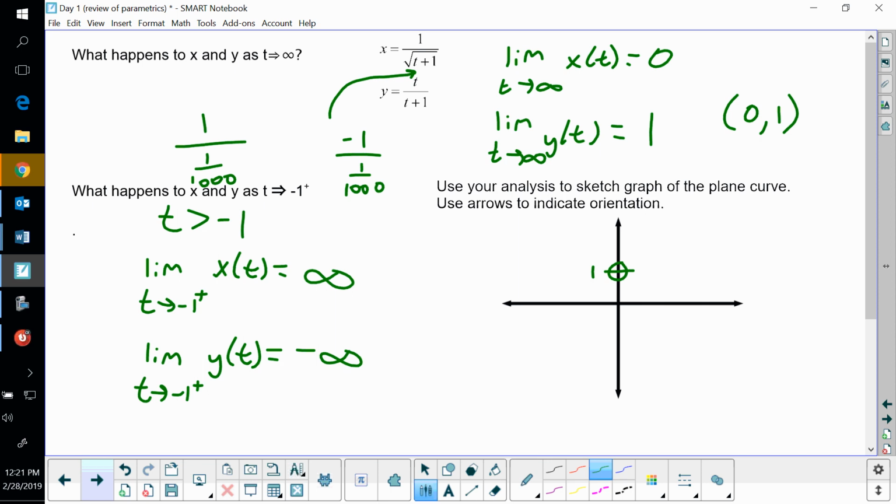So what this means is the graph should be coming from the right for the x's, because we're coming from positive infinity, and coming from the bottom for the y's. So our graph should look something like this, with our orientation going in this direction, because as we go towards infinity, we should be approaching 0, comma 1.